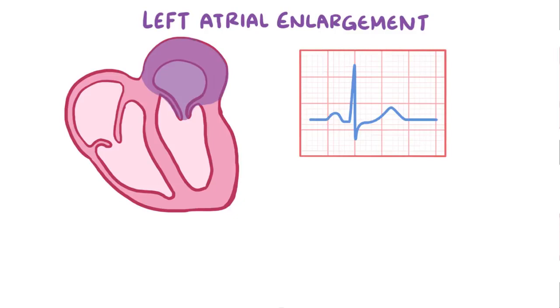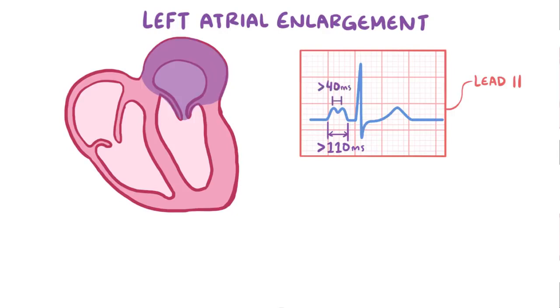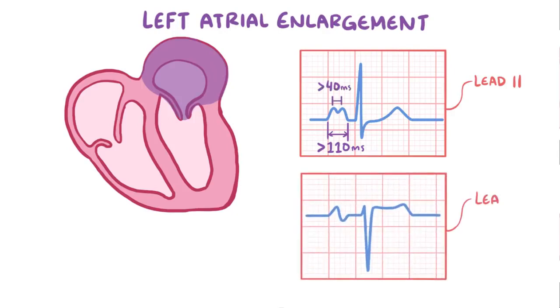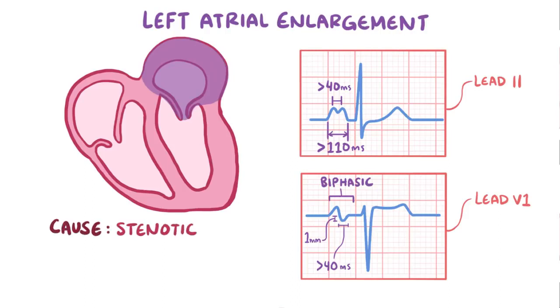In left atrial enlargement, the left atrium has extra muscle tissue, and that results in a P wave with 2 peaks in lead 2, with the entire thing stretching out over 110 milliseconds, with a gap of over 40 milliseconds separating the 2 peaks. In lead V1, the P wave is biphasic, meaning that it looks like a hill with a valley alongside it. The negative portion is usually 1 millimeter deep and lasts for more than 40 milliseconds. Left atrial enlargement also develops from a stenotic valve, but this time it's the mitral valve on the left side, which causes the left atrium to get bigger.